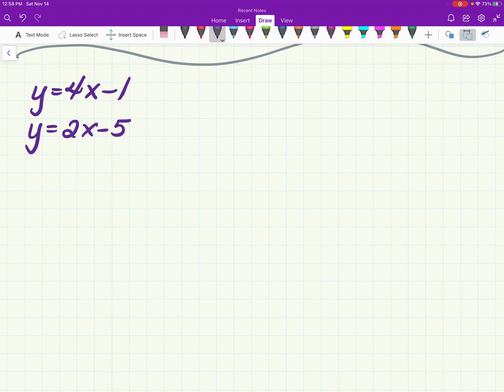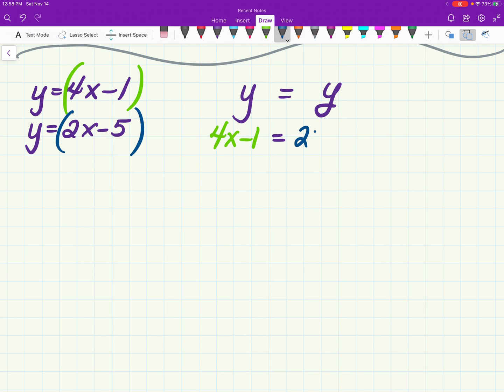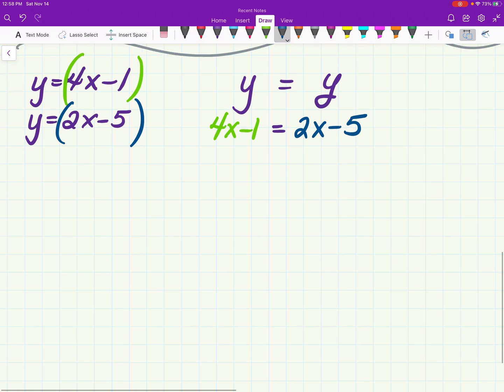We're going to substitute one for the other, okay? People get confused by this because they're like, well, they're both solved for y. If they're both solved for y, in this problem, we know that y equals y, right? We know that's true. Well, if y equals y, then we can put 4x minus 1 on one side, and on the other side, we can put 2x minus 5, because they're the two y's. If y equals 4x minus 1 and y equals 2x minus 5, we can put them equal to each other.